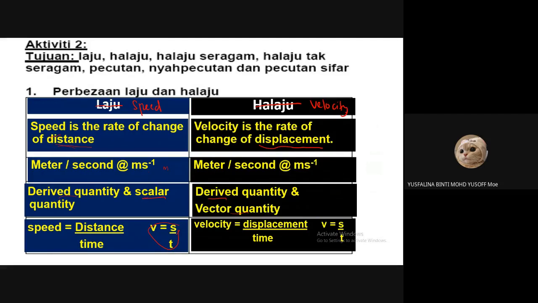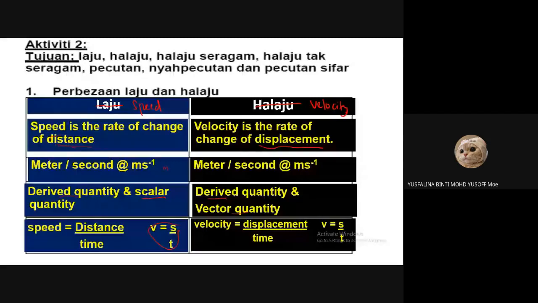Okay, the first one is the meaning of speed and also velocity. Speed is the rate of change of distance. So you can see here, for speed they use distance, while velocity is the rate of change of displacement. It means you use the displacement to calculate the velocity.